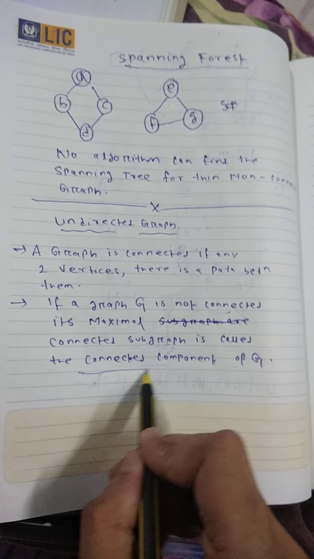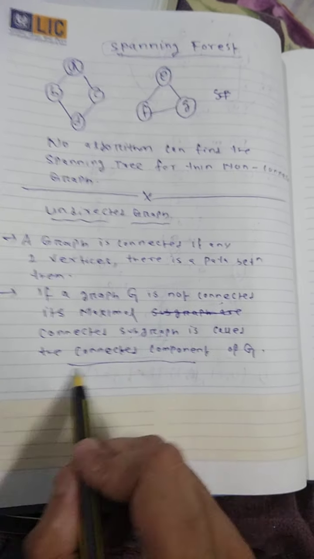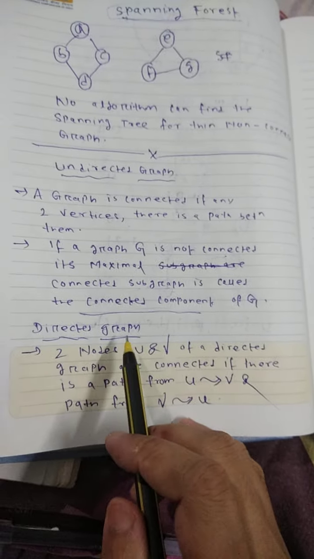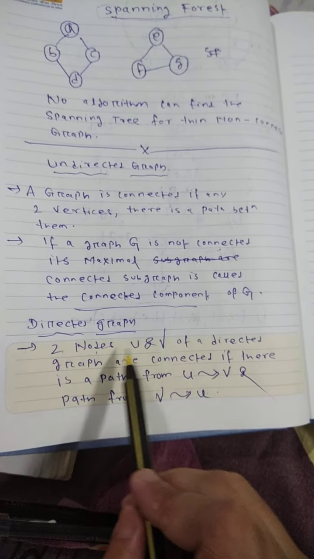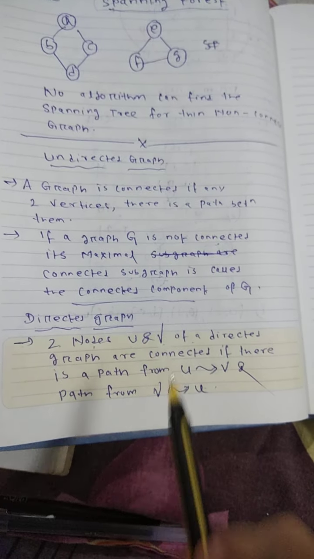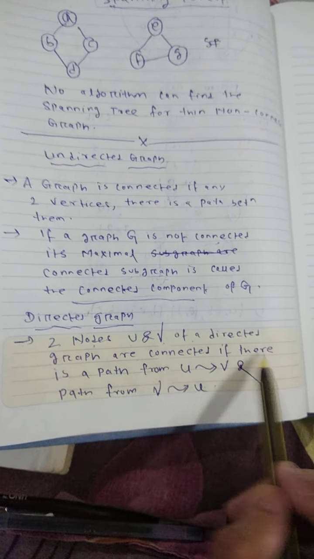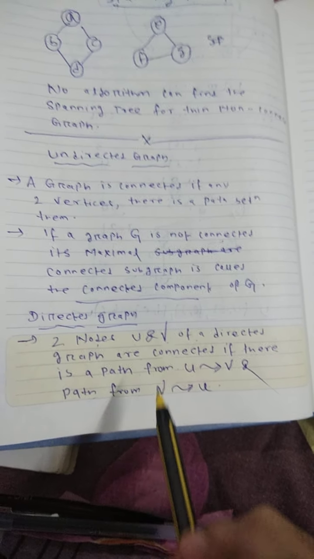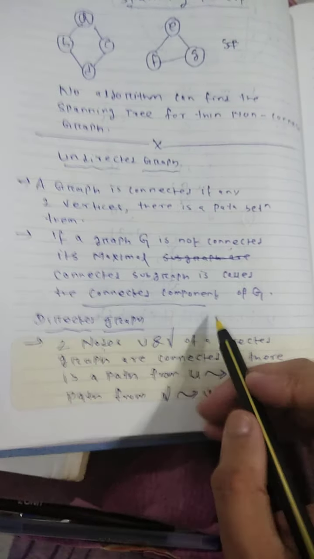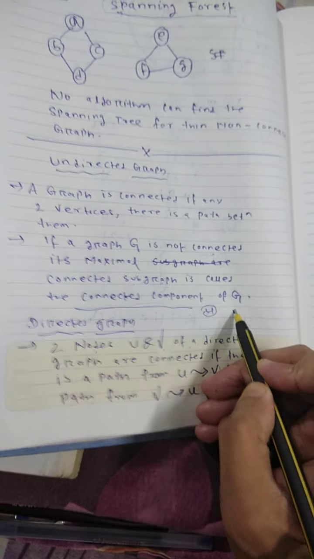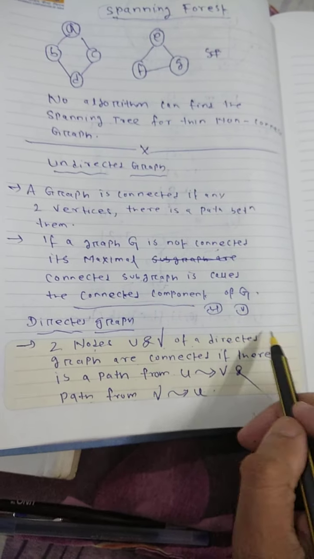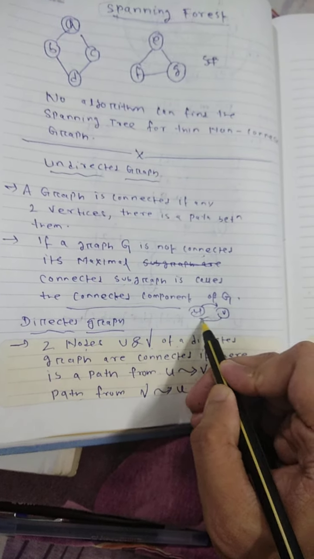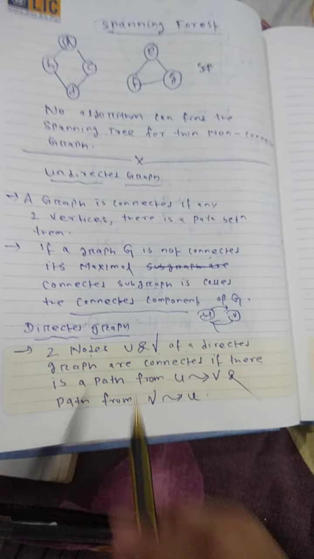For an undirected graph, we find the connected components of the graph. Then if it is a directed graph, what happens? The two nodes U and V of a directed graph are connected if there is a path from U to V and a path from V to U. Suppose U and V are two nodes. They are connected if there is a path from U to V and also from V to U.